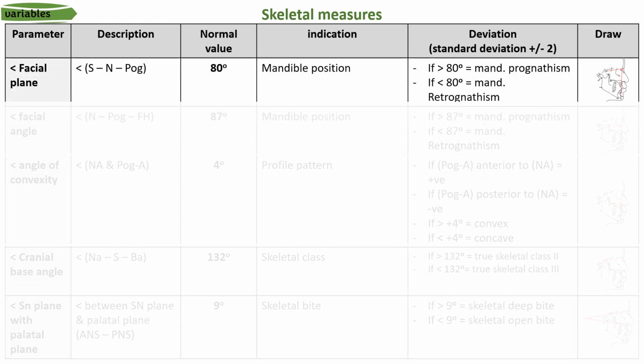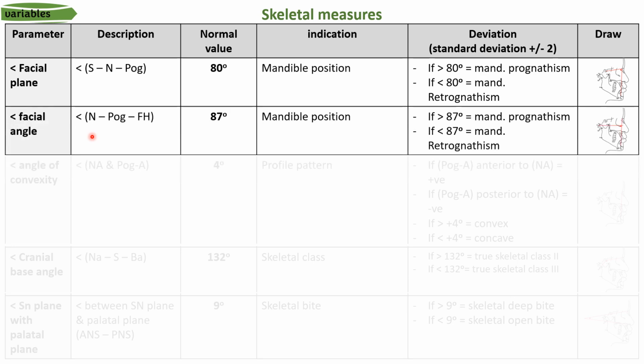Facial plane angle. It is the angle between the S and pogonion. Normal value is 80 degrees, and it indicates the mandible position. If it increases, it means that the mandible is set in a more forward position, and if it decreases, it means that the mandible is set in a more backward position. Facial angle. It is the angle between the pogonion and the Frankfurt horizontal plane. Mean value is 87 degrees. If it increases, it indicates mandibular prognathism, and if it decreases, it indicates mandibular retrognathism.